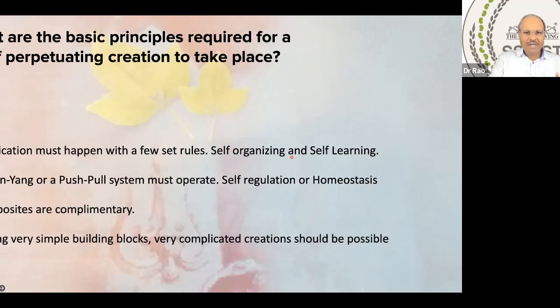And then the second principle is that there should be a push-pull. If there are devas, there should be asuras. If there is happiness, there should be sadness. If there is abundance, there should be scarcity. These things have to happen simultaneously. Then only self-regulation happens. The self-regulation that we talk about will happen only when this is there. So we have to see that self-regulation must happen.